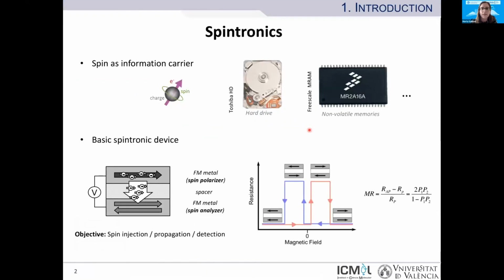It is not necessary here to remind you what spintronics is. Here is a schematic of a basic spintronic device, a magnetic tunnel junction, formed by a non-magnetic spacer sandwiched between two ferromagnetic electrodes. These work as a spin polarizer and analyzer system. When the system is in a parallel configuration, we have a low resistance state. When it's in the anti-parallel configuration, we jump to a high resistance state.